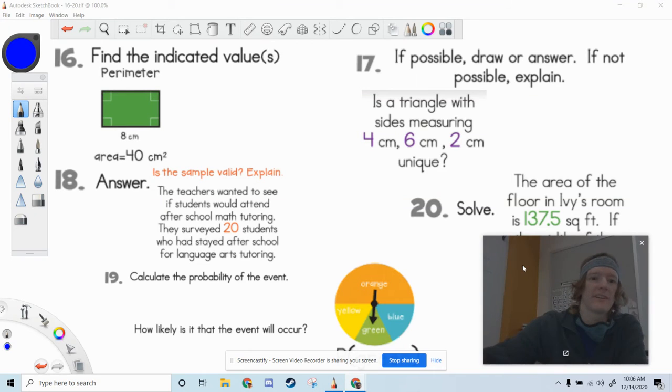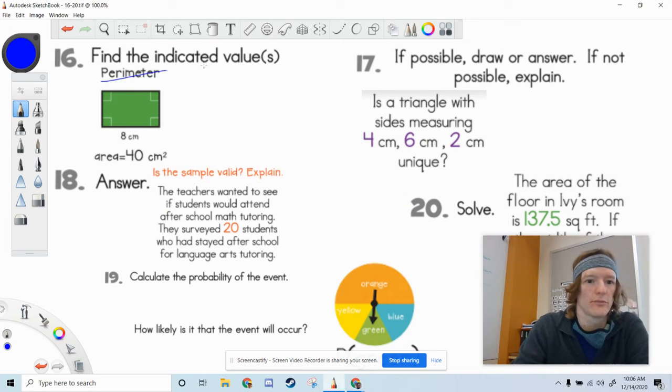Number 16, we need to find the indicated value. We need to find the perimeter here. Perimeter is when you add up all the sides. We know that the bottom here is 8 centimeters, so that means the top is also 8 centimeters.